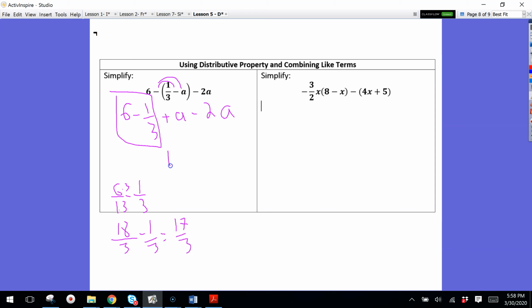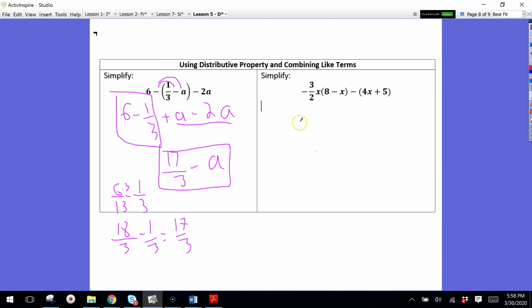So for my constants, we have 17 over 3. And then for your a's, we would have a minus 2a, which is -1a, or just -a. So that's about it for this expression here. We've simplified it, and we were able to get our answer there.